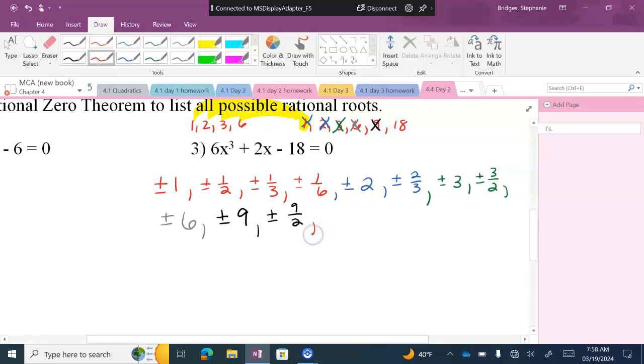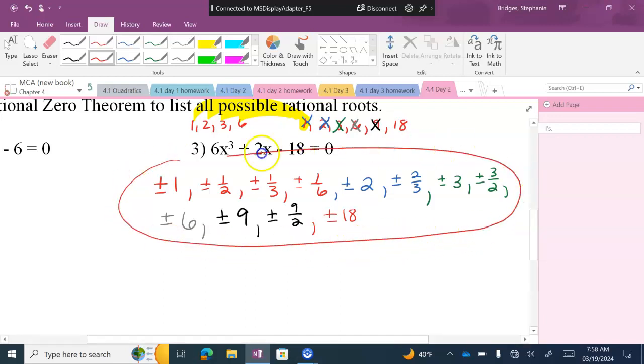And now we can go to our 18. Plus or minus 18/1 is just 18. 18/2 is 9, which I have. 18/3 is 6, which I have. And 18/6 is 3, which I already have. So that one was a little bit longer of a list, right? But still not hard, I don't think. Not really. Is everybody okay understanding?